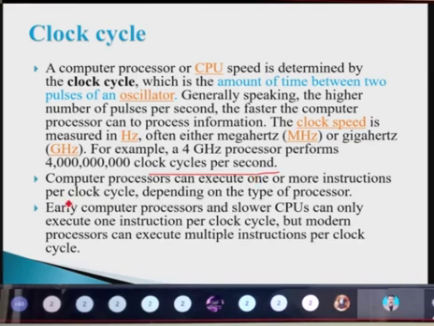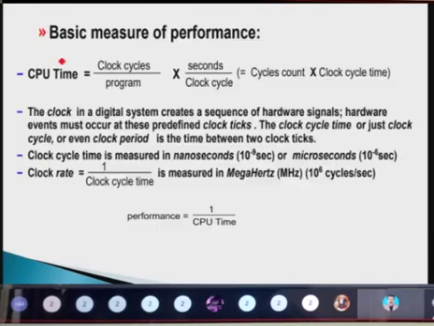which means a computer processor can execute one or more instructions per clock cycle, depending on the type of processor. Early computer processors and slower CPUs can only execute one instruction per clock cycle. But modern processors can execute multiple instructions per clock cycle.